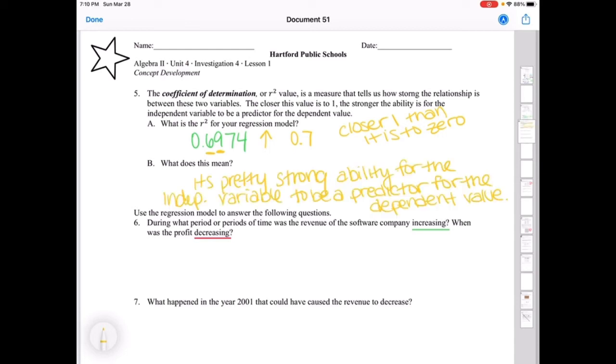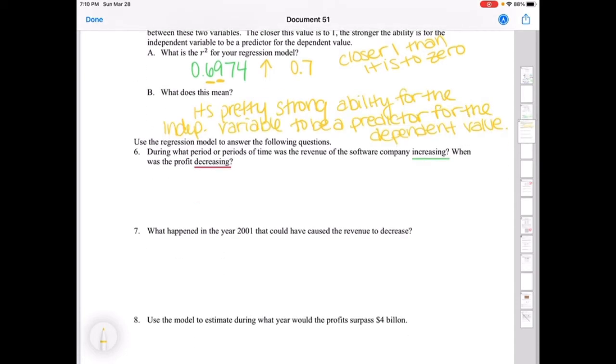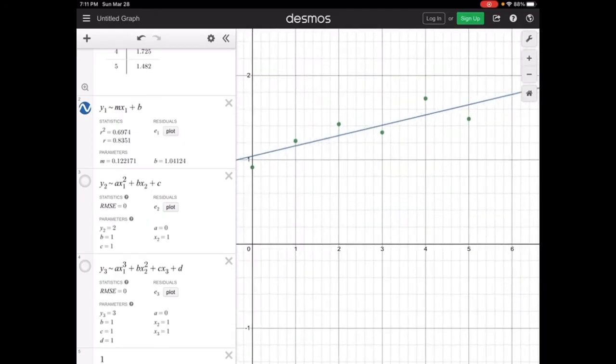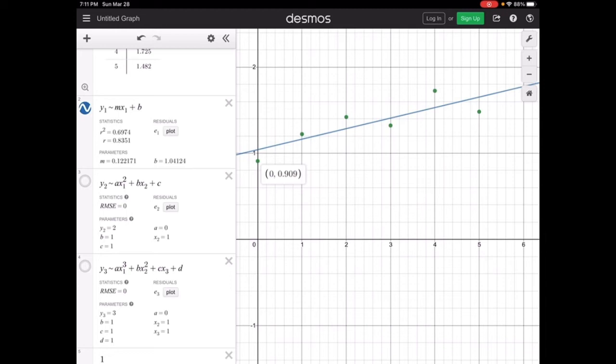Then it asks, okay, we'll use the regression model to answer the following questions. During what periods of time was the revenue of the software company increasing, and when was it decreasing? If we look closely at the scatter plot data, we can see that from 1998 to 1999, it's increasing. 1999 to 2000, it's increasing. Then we get to 2002, and it's decreasing. Then you get to 2003, and it increased again. And then in 2004, it decreased back down again.